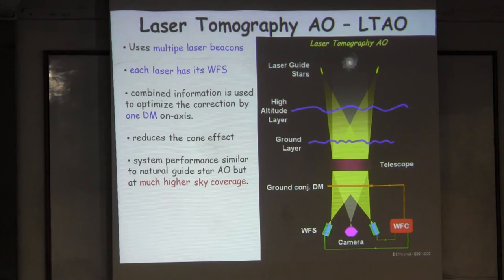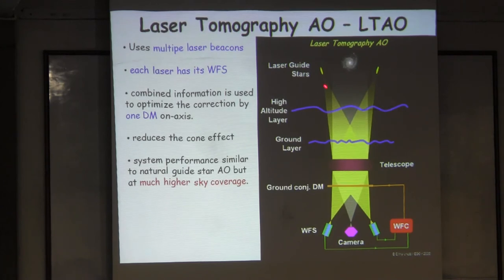I mean, if you ever had the pleasure to go to a hospital and get a tomography made of parts of your body, it's a similar way they use X-rays or some nuclear resonance to shine through from different directions. And if you combine the information from the various measurements, you can reconstruct the actual spatial distribution of the body inside, or here, of the atmospheric turbulence. And so, yeah, this is the laser tomography.